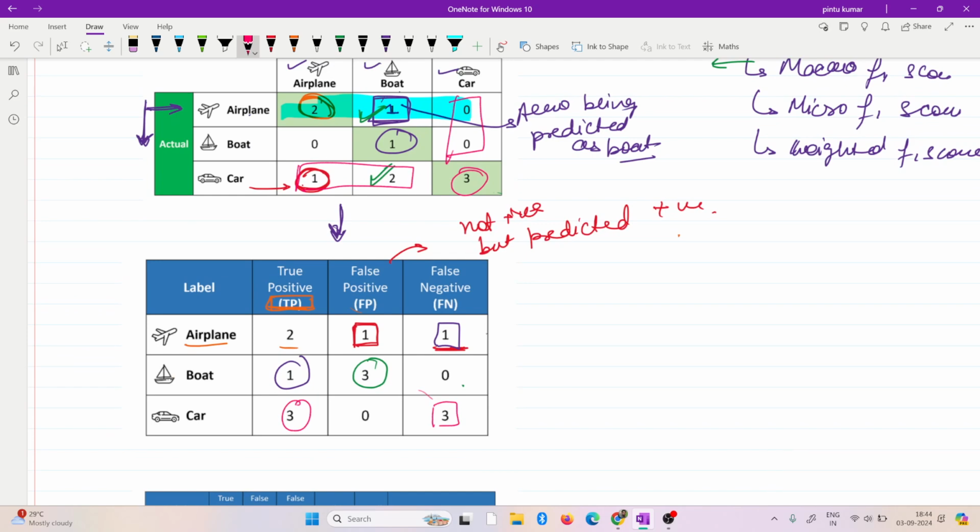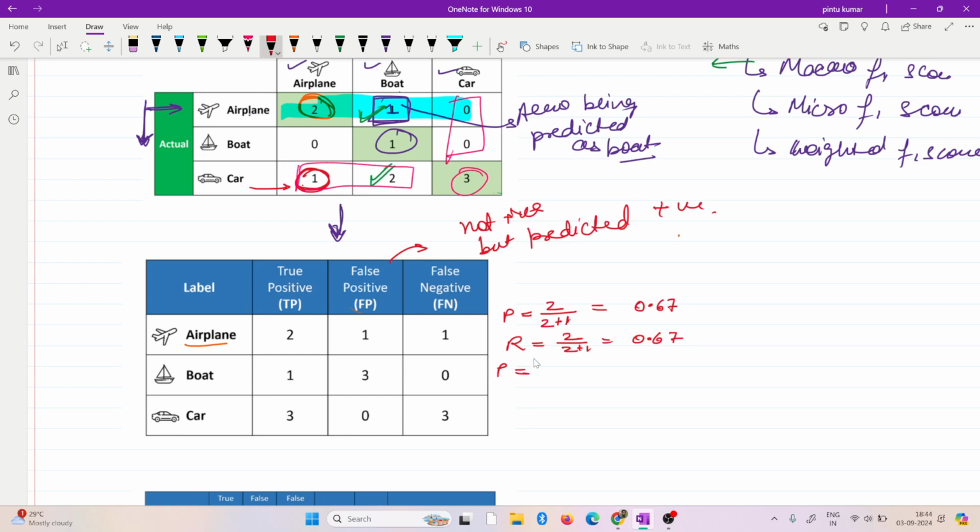Now for every class, you have true positive, false positive and false negative, so you can calculate precision and recall. Let's say for the first class, you want to calculate precision. Precision is 2 divided by 2 plus false positive, so this is 2 by 3, which is 0.67. Recall is 2 divided by 2 plus 1, again 0.67. For the second class, precision is true positive 1 divided by 1 plus false positive 3, which is 0.25.